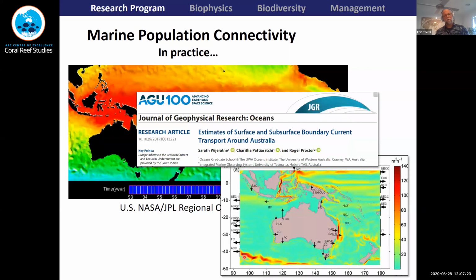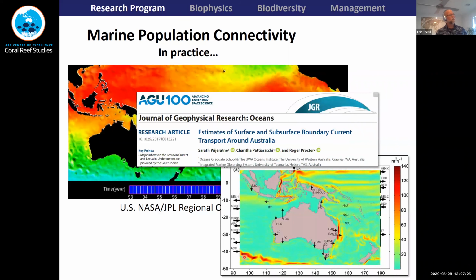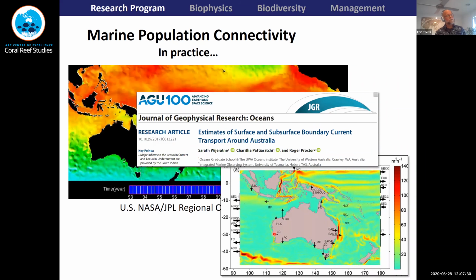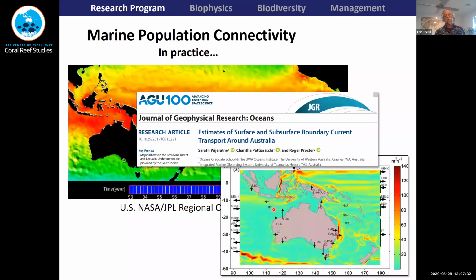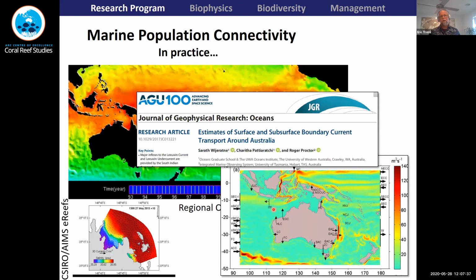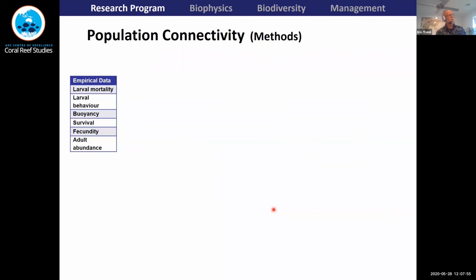There's some great work out of the University of Western Australia on a brand new hydrodynamic model for Australia, where they've discovered some new currents around the coastal zone of Australia. And of course, there's a lot of other work. People up near you, CSIRO, AIMS, et cetera, have some local-scale models trying to quantify ocean physics at these fine to broad scales. Again, this is at the heart of the question of connectivity.